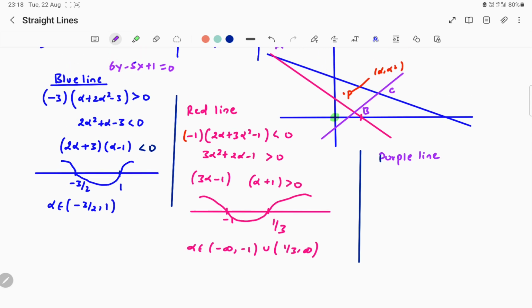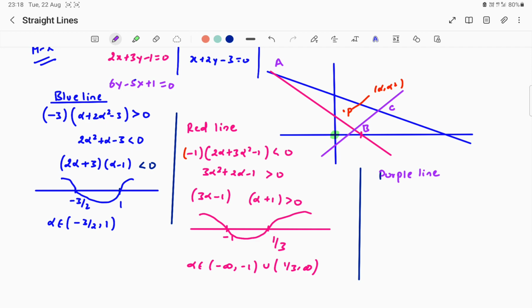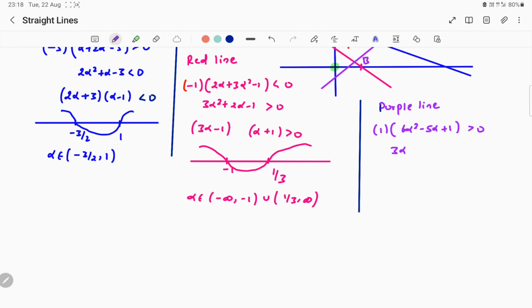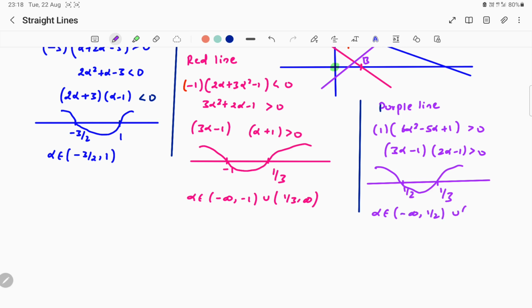Okay, so now again what you can see is that the origin and point P are on opposite sides, I guess. No, they are not on opposite sides, they are on the same side, isn't it? So when you substitute 0, 0, you get 1. So when you substitute alpha and alpha square, be careful here, it is 6 alpha square minus 5 alpha plus 1 is greater than 0. So when you figure out, this is 3 alpha minus 1 and this is again 2 alpha minus 1 greater than 0. So when you mark, the roots are 1 by 2 and 1 by 3. So something like this, isn't it? So alpha belongs to minus infinity to 1 by 2 union 1 by 3 to infinity.